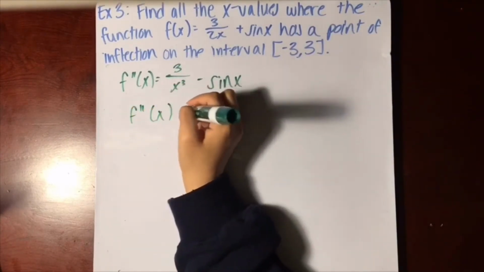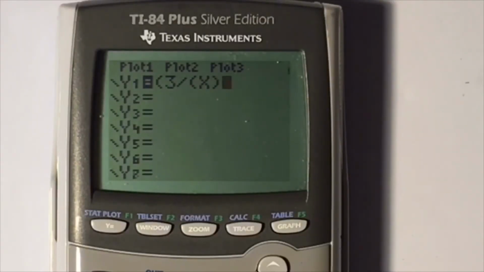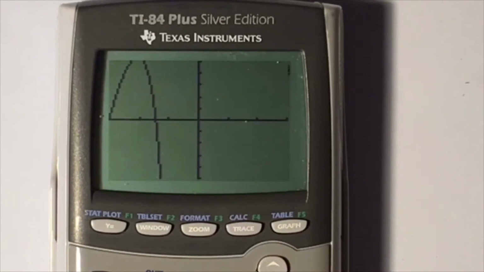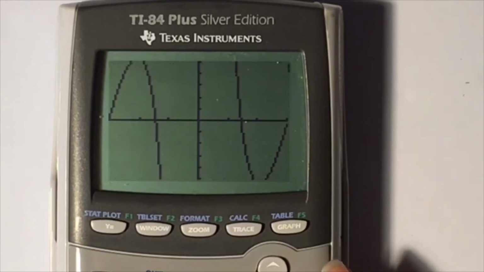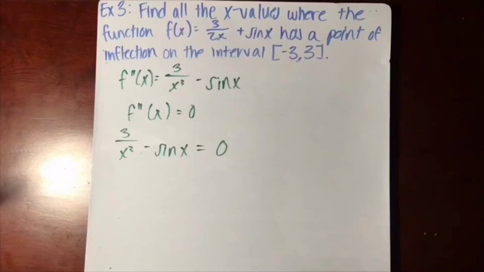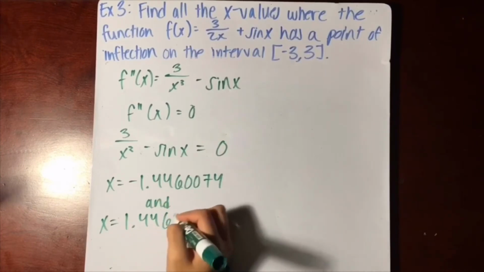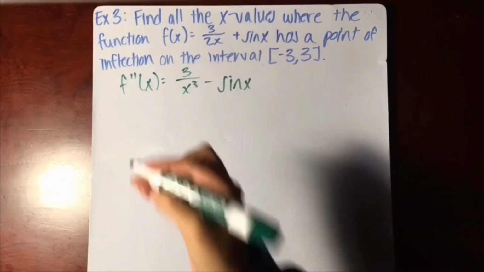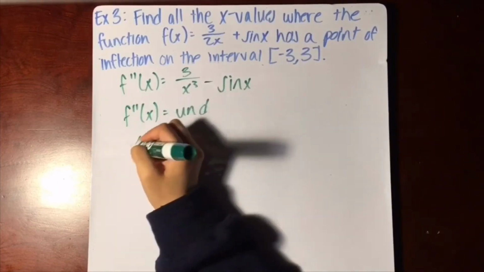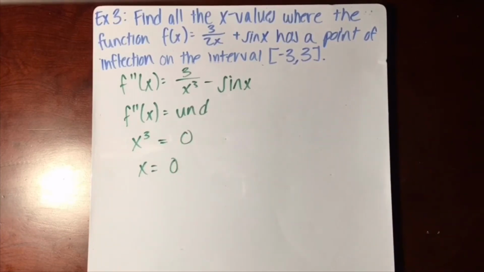Then, set the second derivative equal to 0 to find the critical points on the interval negative 3 to positive 3. Type in f double prime of x into the graphing calculator and set the window to negative 3 to positive 3 for x. Then we use the zero function to find when f double prime of x is equal to 0. We find that f double prime of x equals 0 when x is equal to positive and negative 1.44660074. Then find when f double prime of x is undefined to find the other critical points. f double prime of x is undefined when the denominator x cubed equals 0, meaning f double prime of x is undefined when x equals 0.